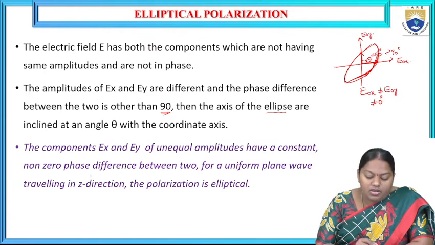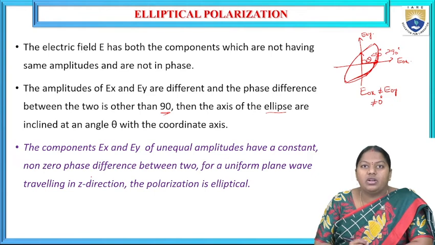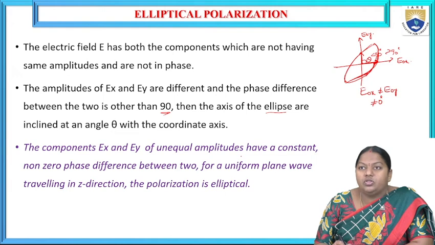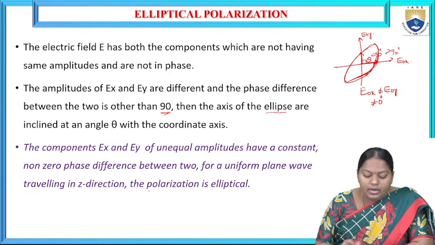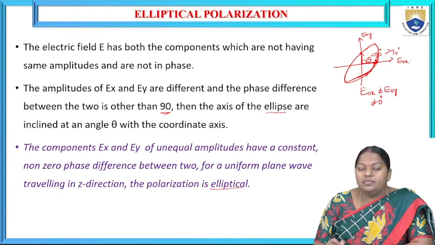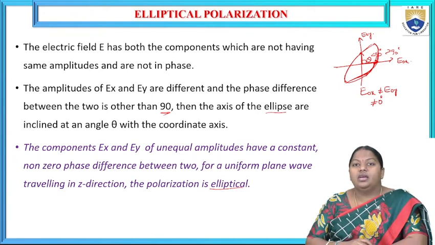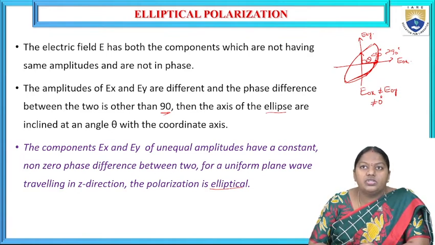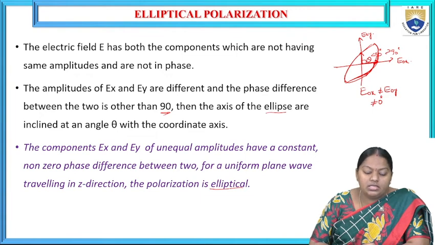In brief, we define elliptical polarization as follows: if the components Ex and Ey have unequal amplitudes, E0x not equal to E0y, and a constant non-zero phase difference between the two, then for a uniform plane wave traveling in the z direction, the wave is said to be elliptically polarized. To define elliptical polarization, we have to consider two direction components.